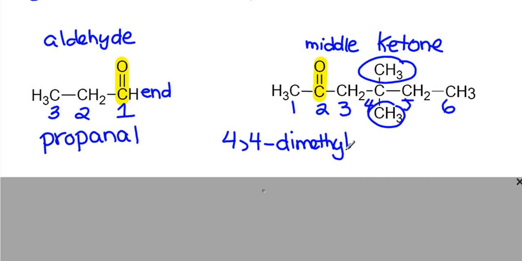Then I start with my longest chain, hex. Normally A-N-E. I'm going to keep the A-N, saying I have all single bonds between the carbons. But then I have to say where the carbonyl group is. It's on number 2. So I need to put a dash, a 2 and a dash, and then O-N-E for ketone.